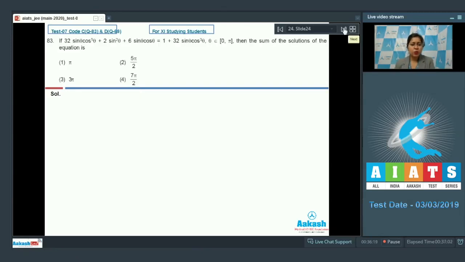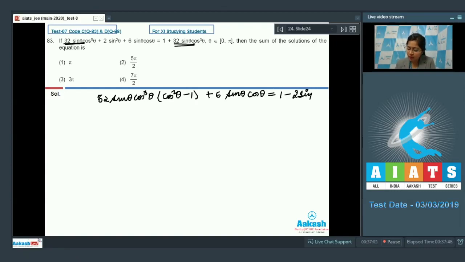Next is question number 83, which says that if 32 sin theta cos 5 theta plus 2 sin square theta plus 6 sin theta cos theta is equal to 1 plus 32 sin theta cos cube theta, where theta belongs from 0 to pi, then the sum of the solutions of the equation is. Now here we have 32 sin theta, here also we have 32 sin theta. Let us take 32 sin theta into cos cube theta common. So inside we are left with cos square theta minus 1 plus 6 sin theta cos theta is equal to, taking 2 sin square theta on the right side, 1 minus 2 sin square theta.